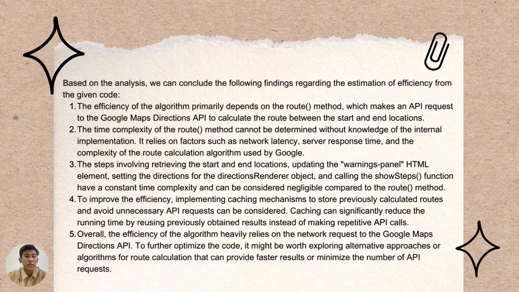To improve the efficiency, implementing a caching mechanism to store previously calculated routes and avoid unnecessary API requests can be considered. Caching can significantly reduce the running time by reusing previously obtained results instead of making repetitive API calls. So overall, the efficiency of the algorithm heavily relies on the network request to the Google Maps Direction API.